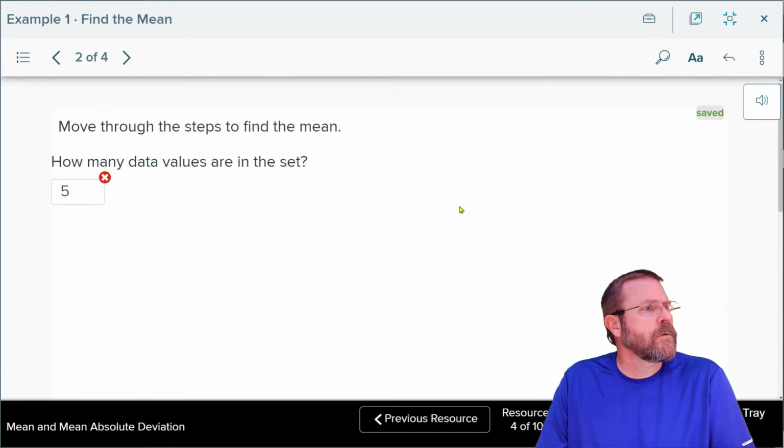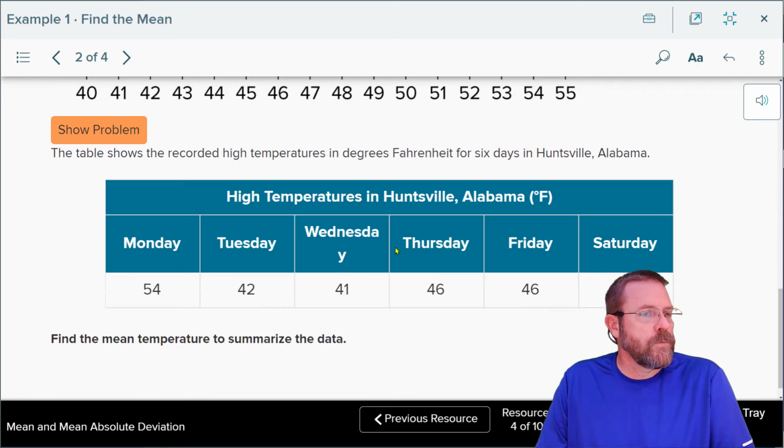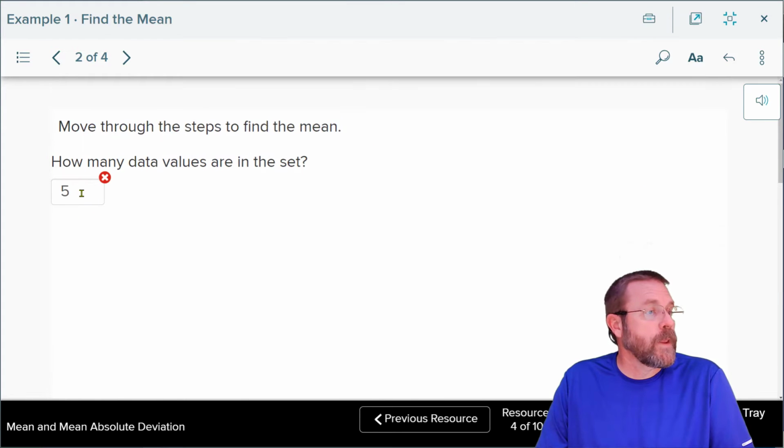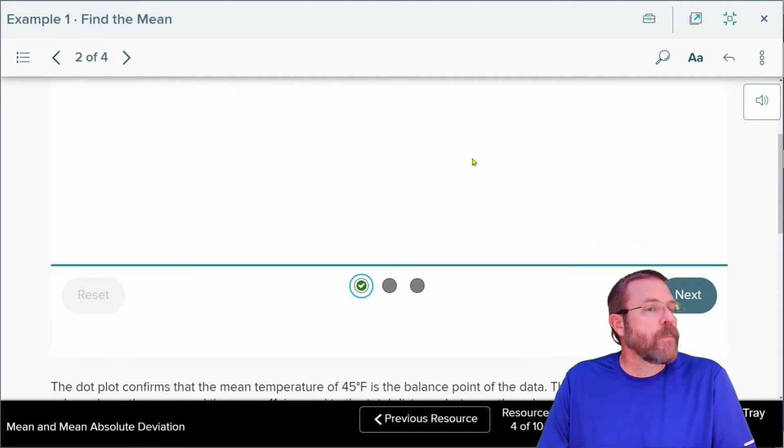Check that. Hold on. How many data values are in the set? Let me go back and look at the original problem. We have 1, 2, 3, 4, 5, 6. My bad. We have 6 data values in our set. Try again. Now that part's good.